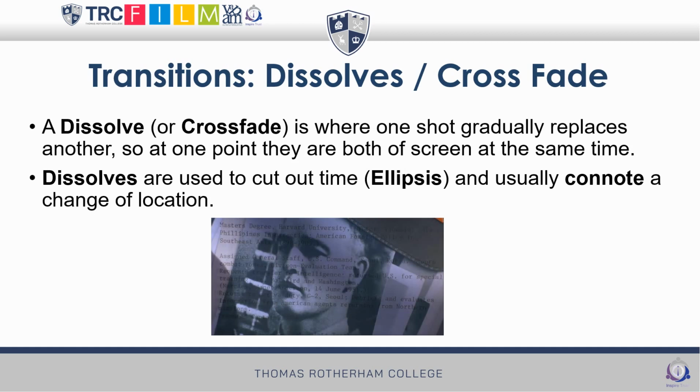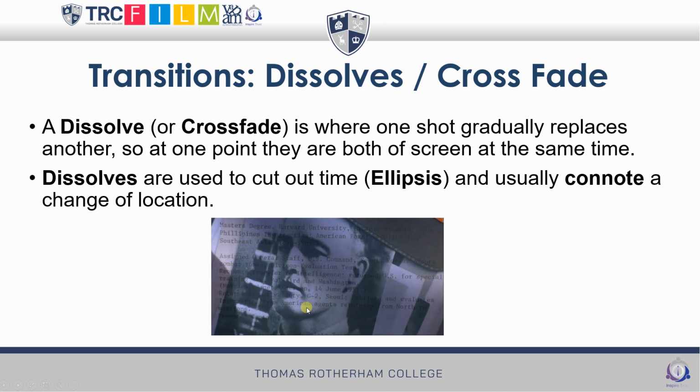This is where one image fades away whilst another one fades in. So one shot gradually replaces the other. At the point they're both on screen at the same time, as we can see from this shot here, it's dissolved from a shot of the sheet of paper to a photograph of Colonel Kurtz. And halfway through the transition, we can see both on screen at the same time.